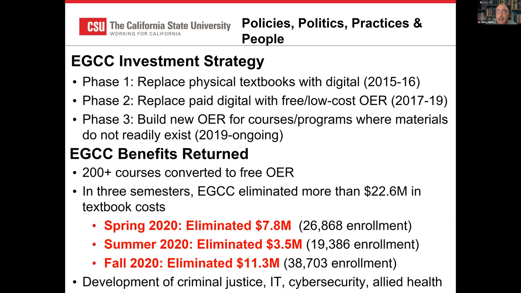Now, just so you know, Eastern Gateway is a free tuition campus, and they wanted to make that include textbooks. So that's when we worked with them to move from digital to the free and low-cost OER. And then they're building new programs now. They changed over 200 courses. And across three semesters, you can see in spring, 7.8 million, summer, 3.5, fall 2020, 11.2. And you can see their enrollment and the savings that they were able to calculate because they were paying for all the course content before. And now they knew very explicitly what they weren't paying for anymore. And now they're continuing to develop in these areas to grow the number of programs that are providing free educational content for their students.